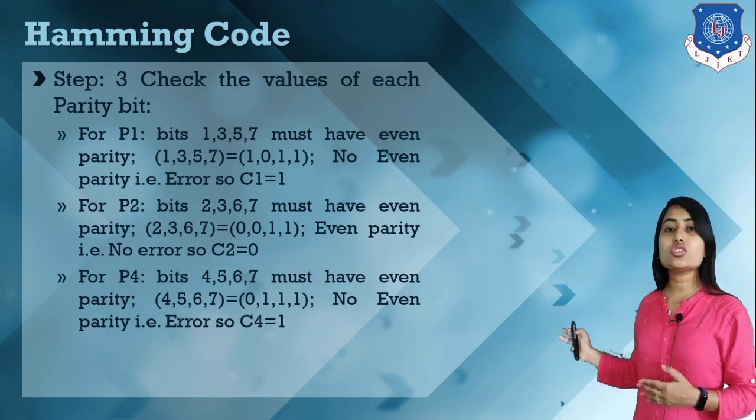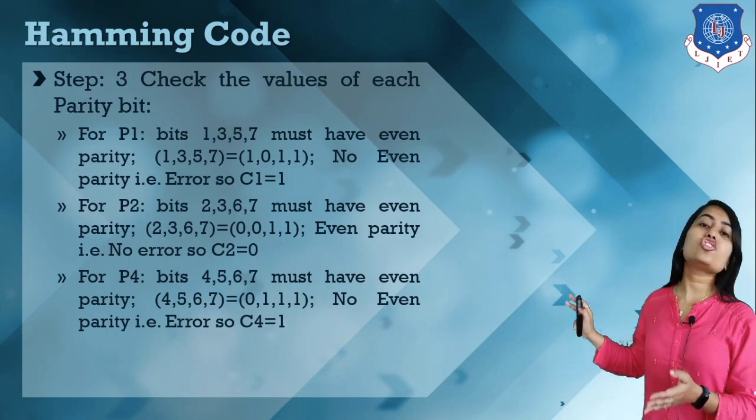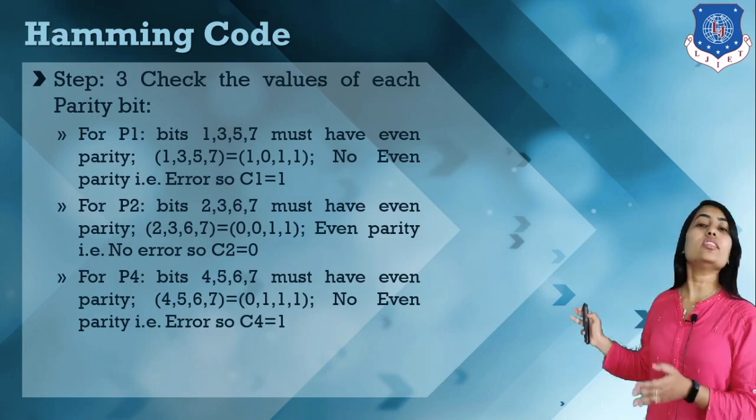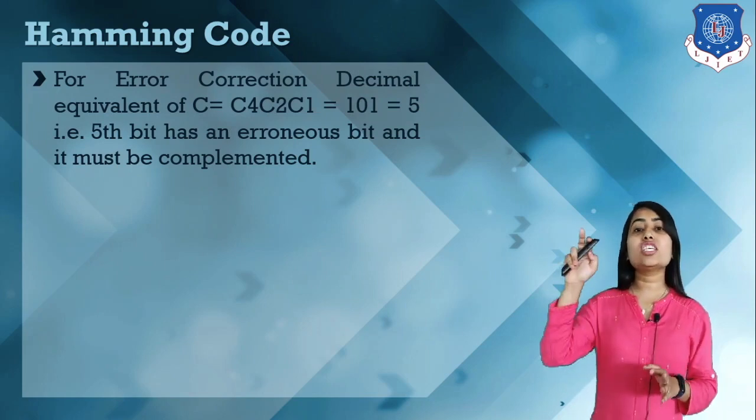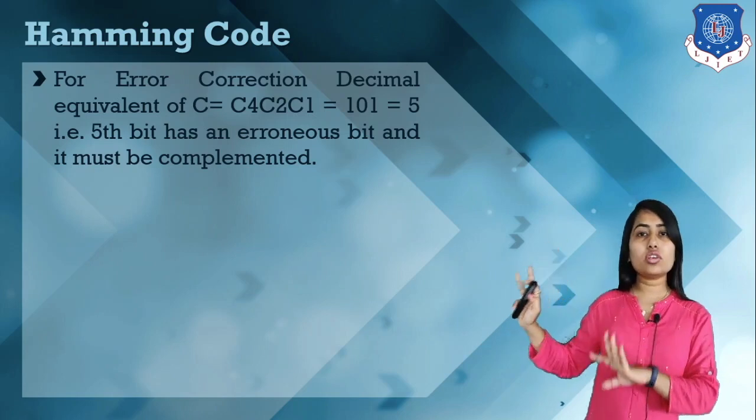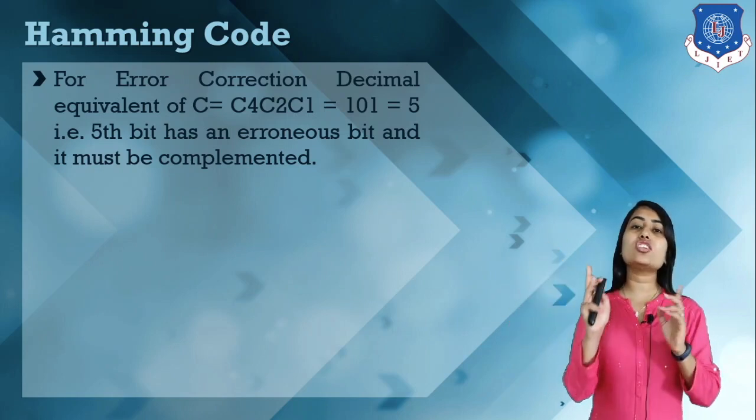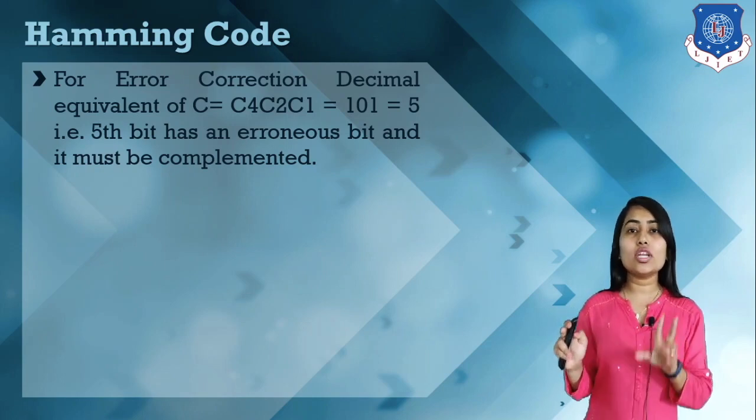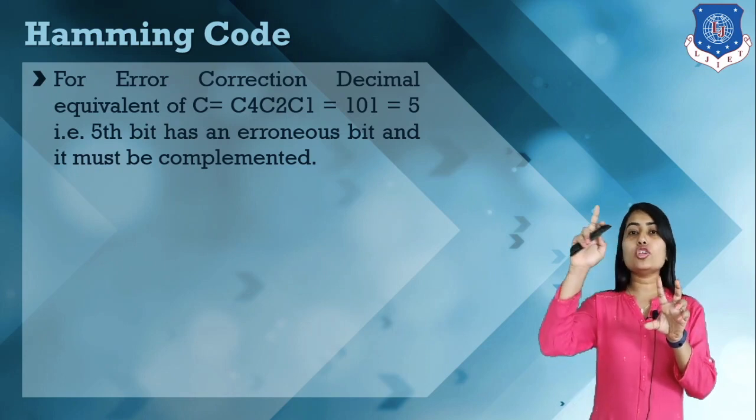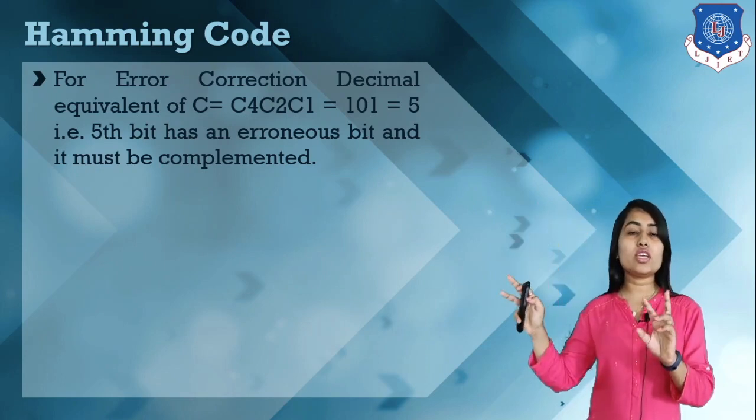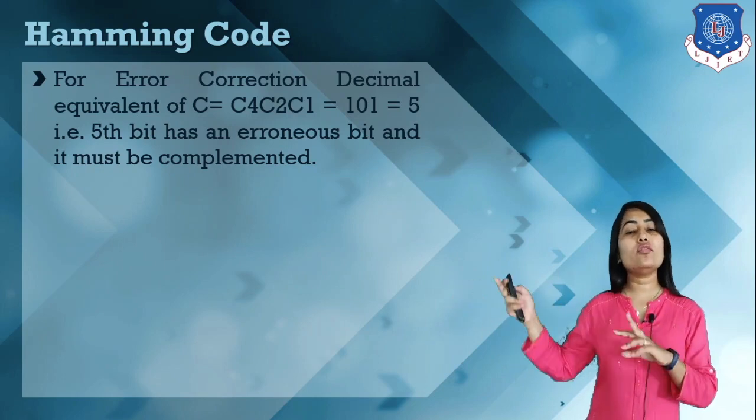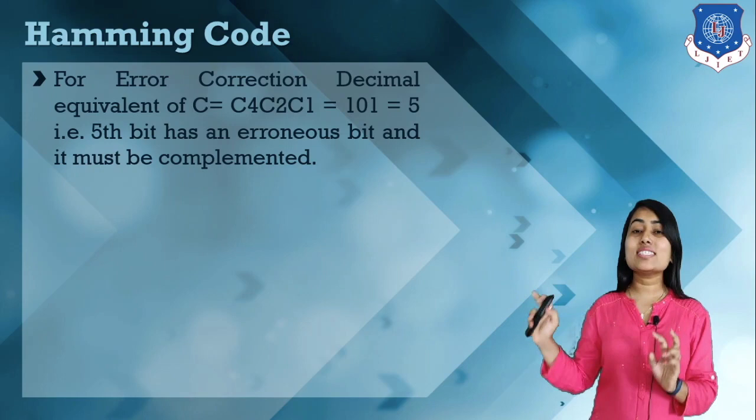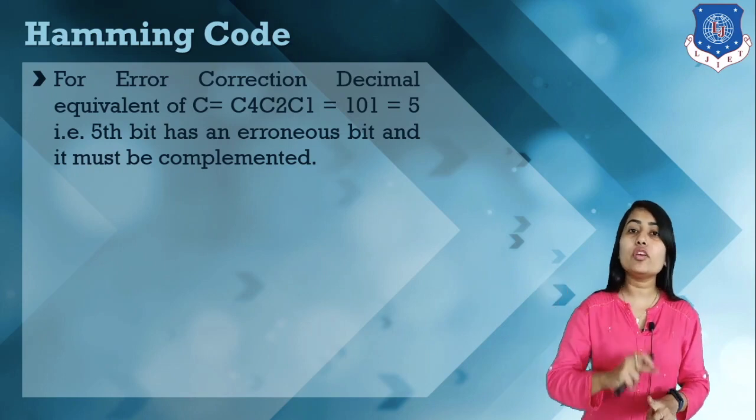This is how we find the check bits, and we write the check bits in decimal equivalent to identify the location of the erroneous digit. C is written as C4, C2, C1, which is equivalent to 101. Now 101 means 4 plus 1, that is 5. So the decimal equivalent is 5, which means at the fifth location we have an error.